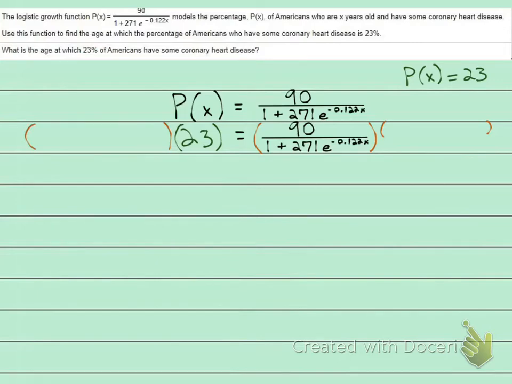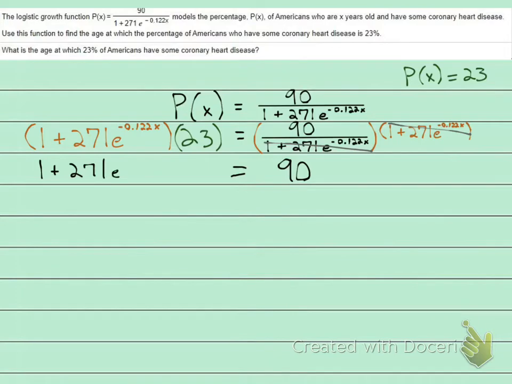So let's see how that works. What I do to the left side I have to do to the right side, and vice versa. So this denominator and this denominator are going to reduce down to 1. On the right-hand side I have just the number 90, and I have all this stuff on the left-hand side: 1 plus 271 e to the negative 0.122x times 23.